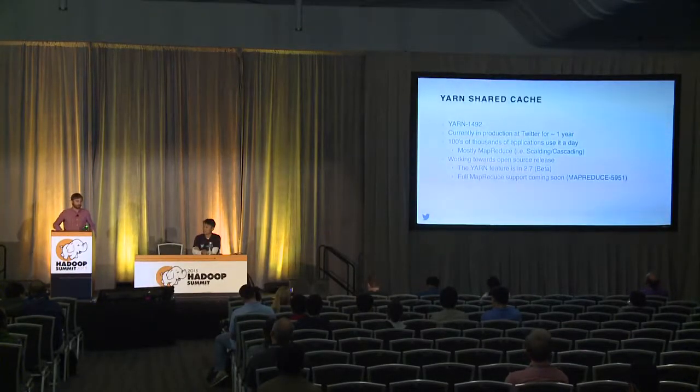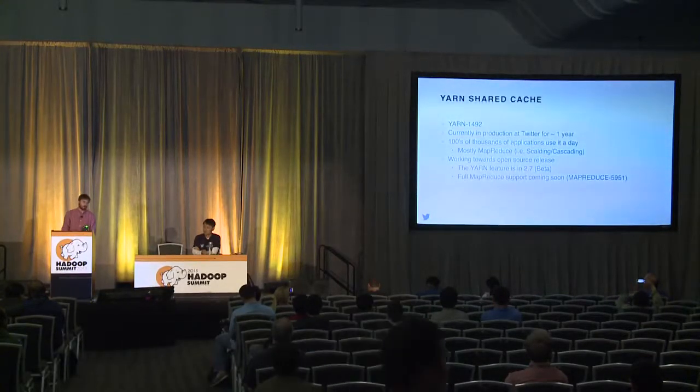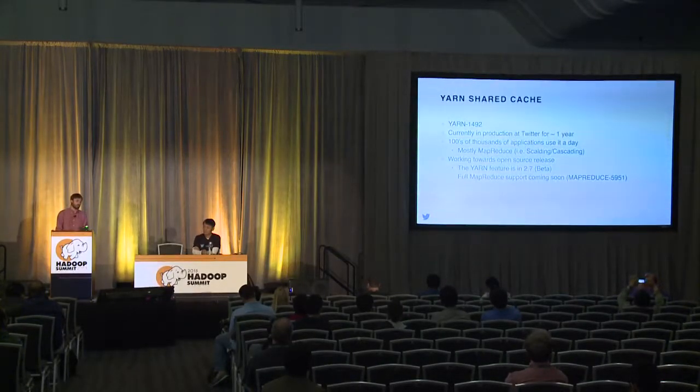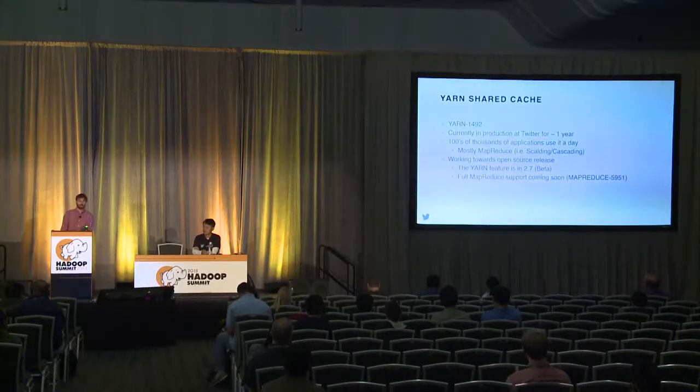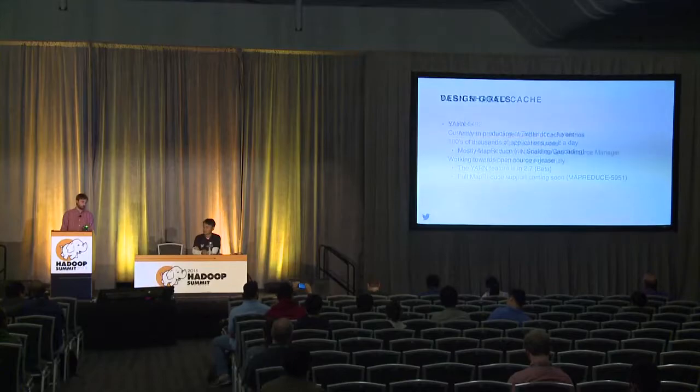There's a Jira and open source for this. It's Yarn 1492. It's currently been in production for around a year at Twitter, with hundreds of thousands of applications using it a day. Pretty much all of them are MapReduce jobs, either using Scalding and Cascading. And we're currently working towards open sourcing this. Most of the Yarn feature is in 2.7 as a beta release, and then full MapReduce support is going to come very shortly in an upcoming Yarn release.